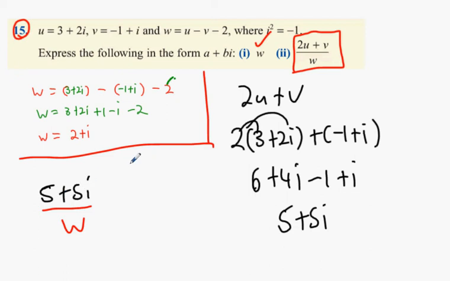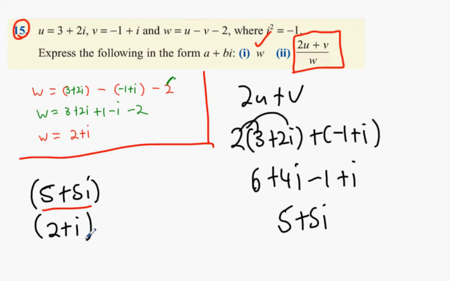Which is alright, yeah? Now guys, what's the next part then? What do I change w into? It's the answer from the first part: 2 plus i. Now this is where I need everybody focused. This is the only way to get this done. Okay?